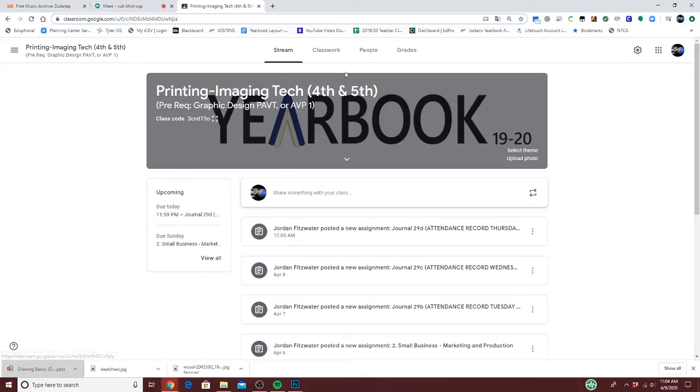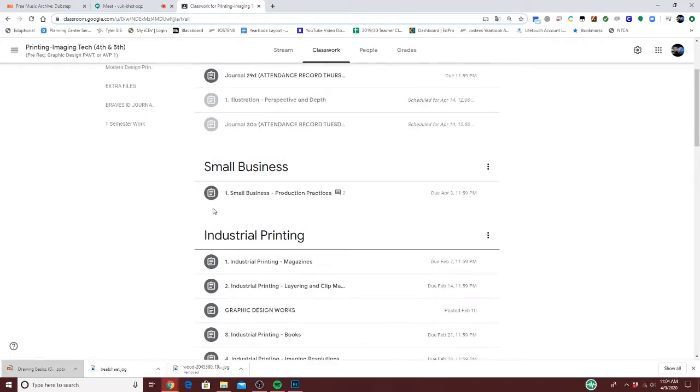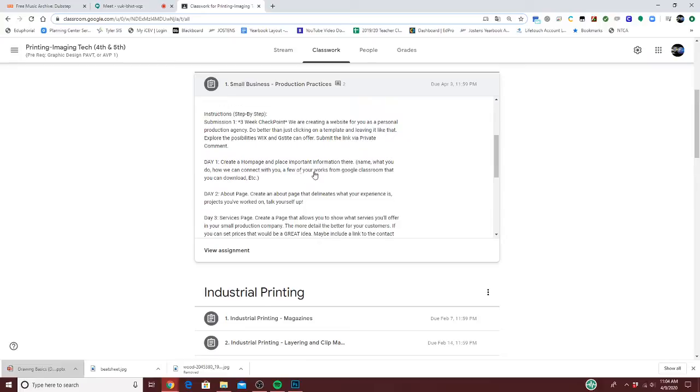Let me go back. Printing and imaging technology. Yours was a little different because we only started small business production practices last week, and we did the yearbook the week before. I will be separating this. This will be 1 grade. Okay? Your other 2 grades are going to come from your production practices in the yearbook, as well as the final yearbook grade that you got. It should already be in Tyler Sys. So those are the 3 grades you need to worry about.